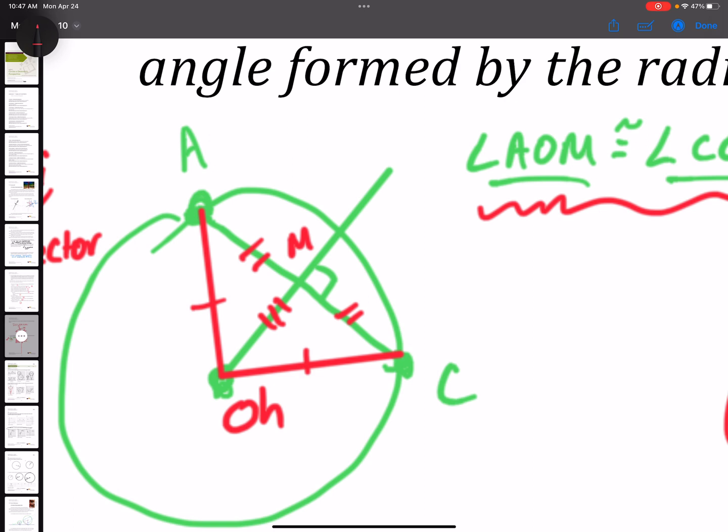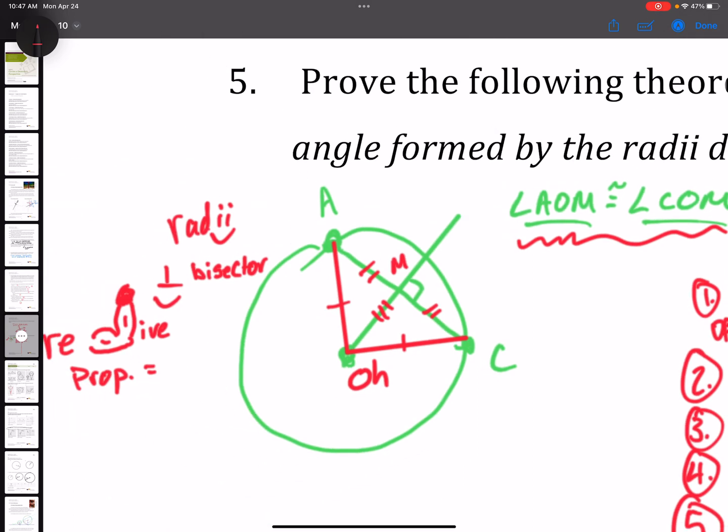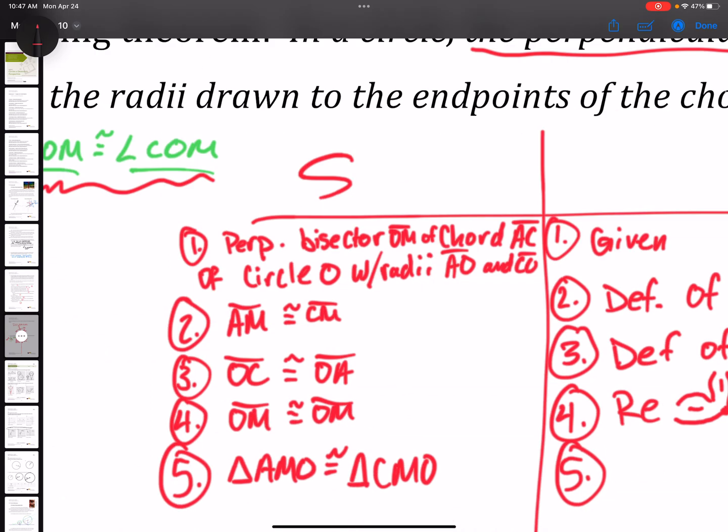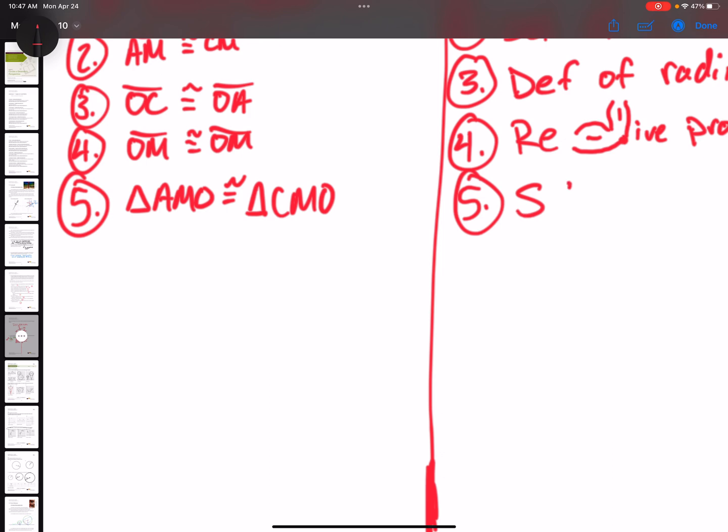Let's go. Okay, so it's because of the SSS triangle congruence theorem. Which stands for what? Side, side, side, because I have 3 sides that are congruent, correct?